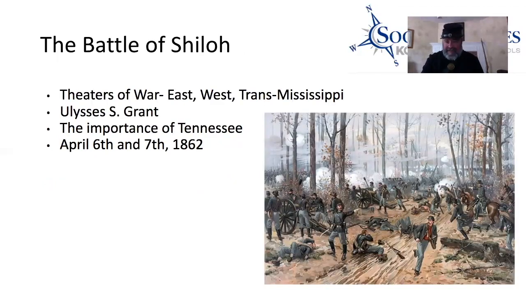As the war intensifies, moving into the year 1862, military planners divide the United States map into 3 distinct areas of war, which they call theaters of war. The East, which is everything from the Atlantic to the Appalachian Mountains, the Western Theater, which is everything from the Appalachians to the Mississippi River, and everything across the Mississippi River, which they call the Trans-Mississippi.